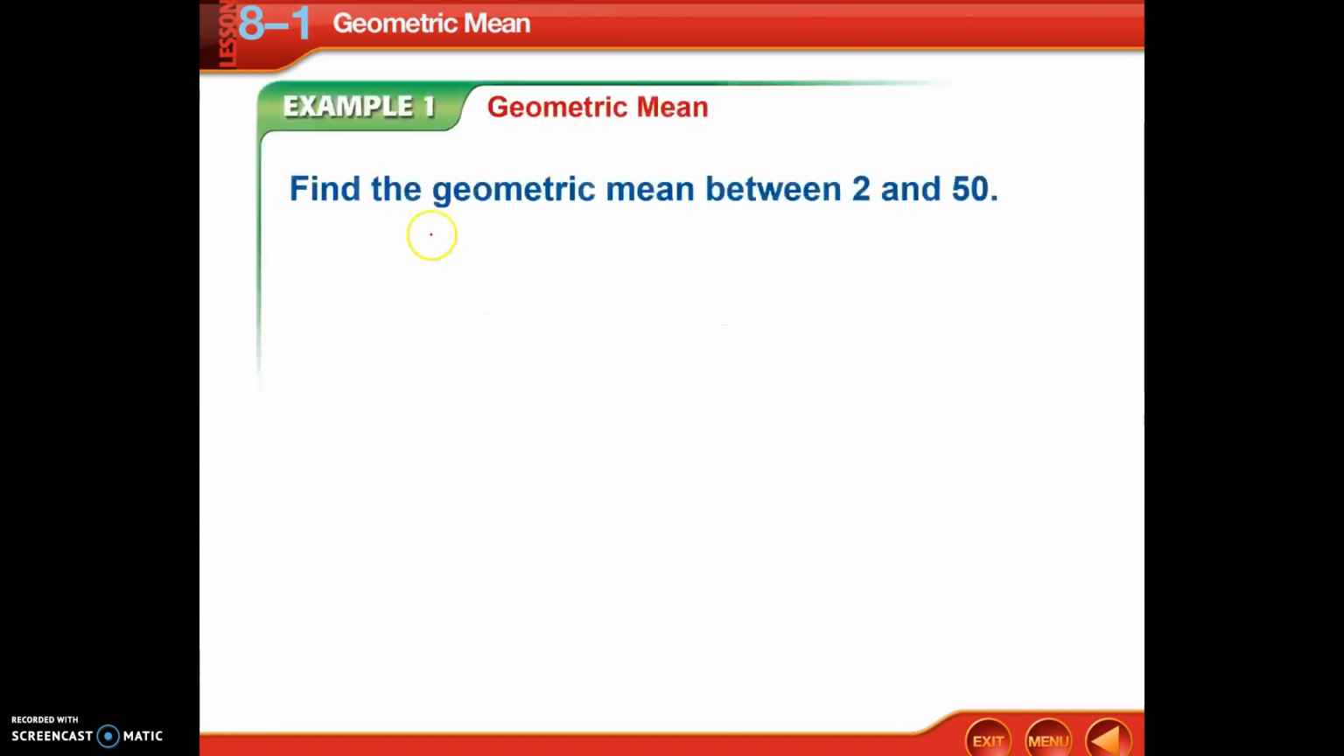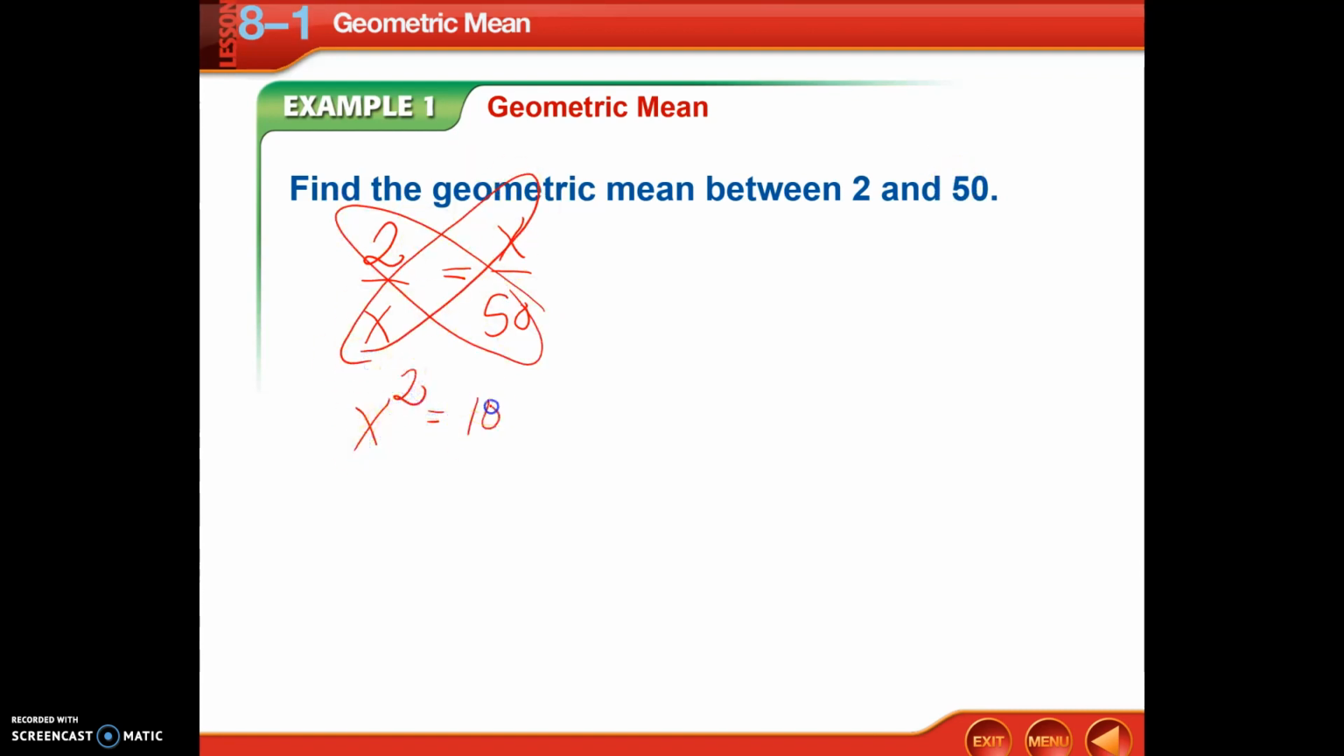So here, if we're looking for the geometric mean, 2 over our geometric mean will equal x over 50. So we're looking for that number that I multiply by something, get the number, multiply by that same number, and I get 50. So I cross multiply, and I get x squared equals 100, and then square root both sides, and I get x equals 10.